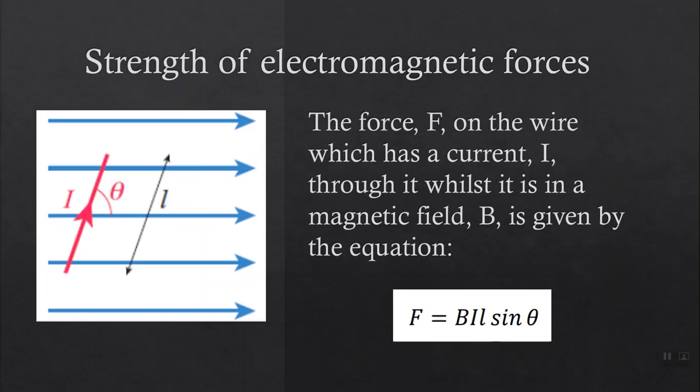Right. Then the strength of electromagnetic forces. Now we learned that there is a force acting, but we never learned how to calculate the value of that force. So this equation gives us the idea of how to calculate the value of the force. For example, they say the force F on the wire which has a current I through it while it is in a magnetic field B, is given by the equation F equals BIL sin theta.